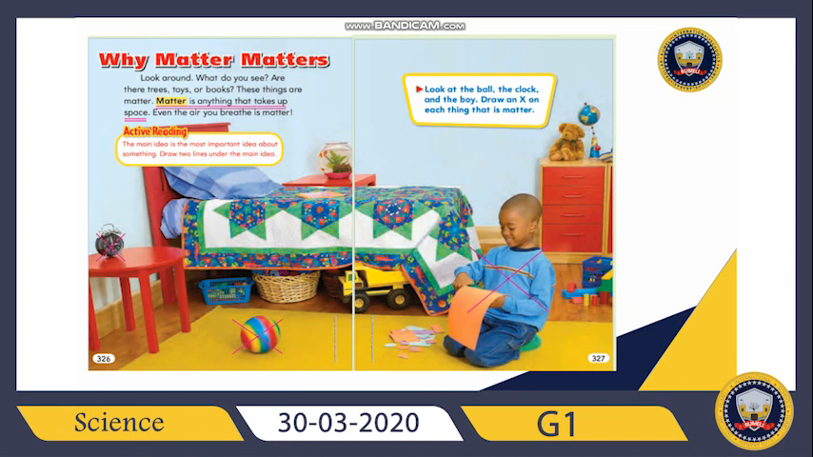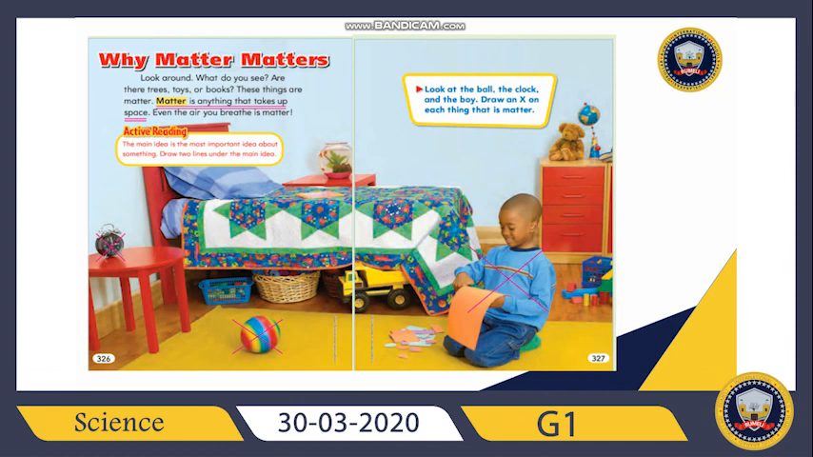So, what do you know is true about the ball, the clock, and the boy? They are all matter. And what other things do you see in the boy's room that are matter? As I told you, the fish bowl. Bed. Yes. Truck. Who said blocks? Exactly. Very good.